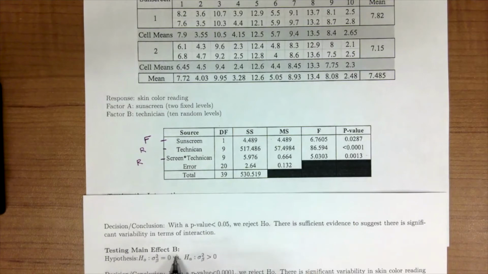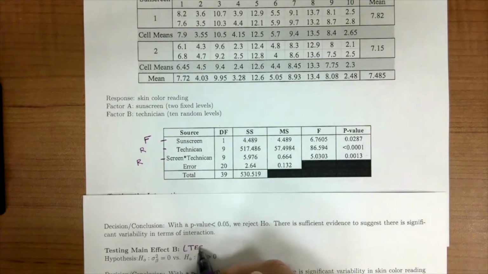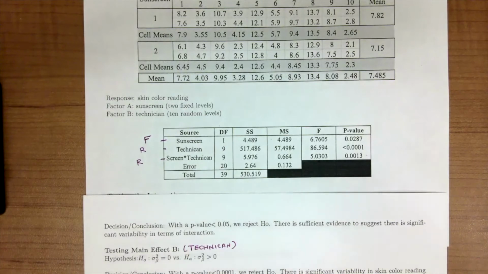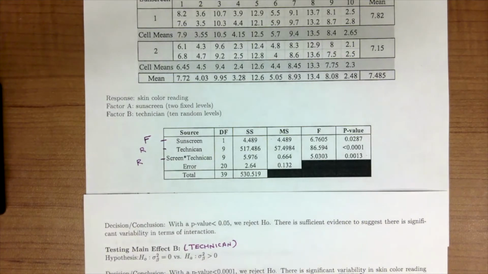Then we'd want to look at the main effect of B. In this case, B is our technician. We have our hypotheses, and then we're going to make our conclusion that there is significant variability from technician to technician. Practically, what that tells us is that we might want to go and train our technicians on how to do these readings and whatnot so that there's less variability from technician to technician.